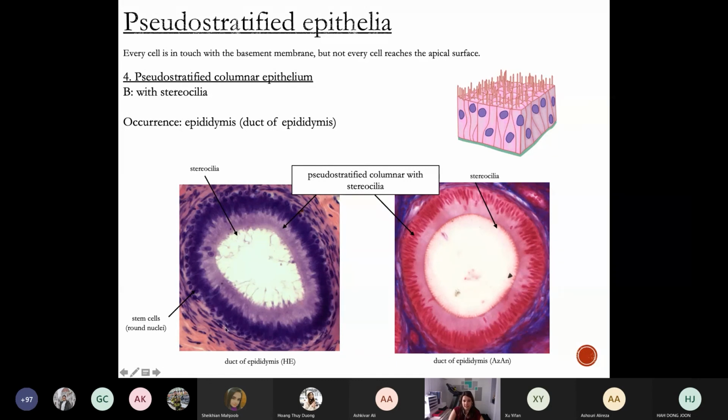Again, what you can see is that there is a layer of round nuclei. These are the shorter cells. And above this, there is a layer of oval nuclei. These are the taller cells which reach the apical surface. And of course, only these taller cells will have stereocilia on their surface.